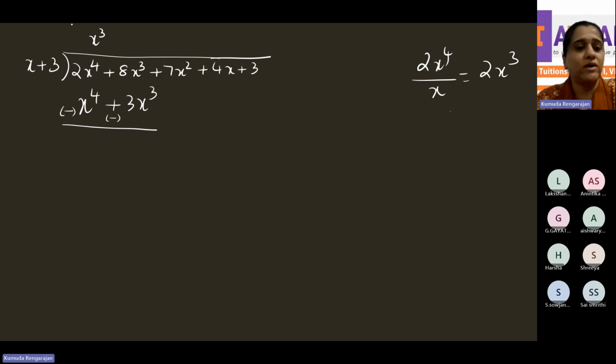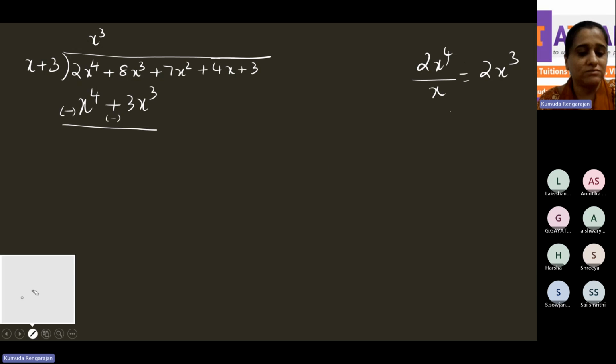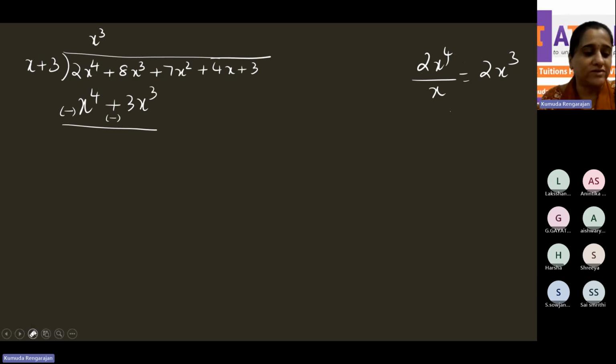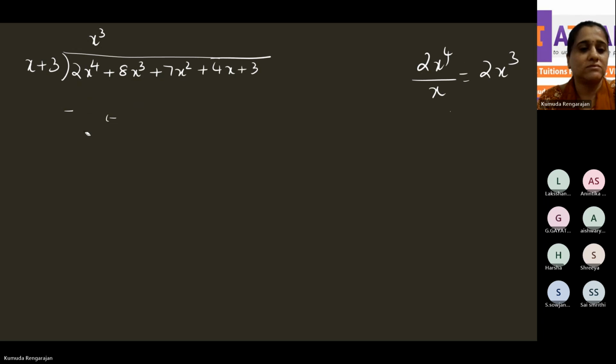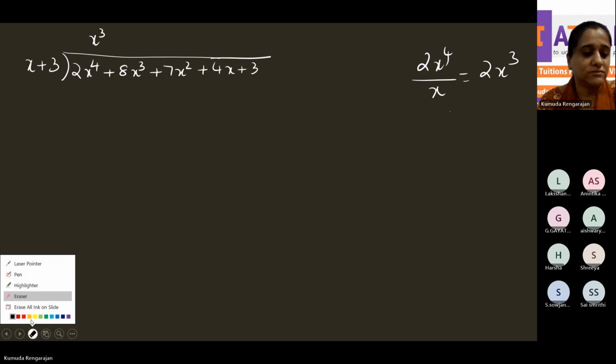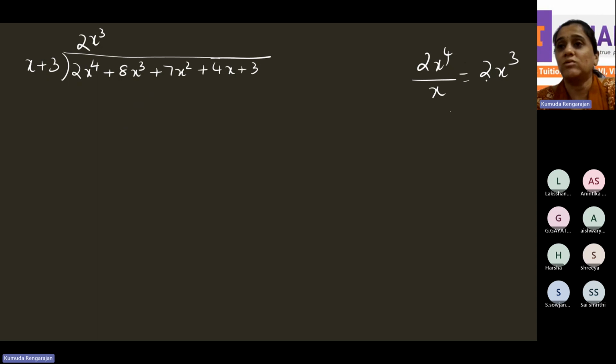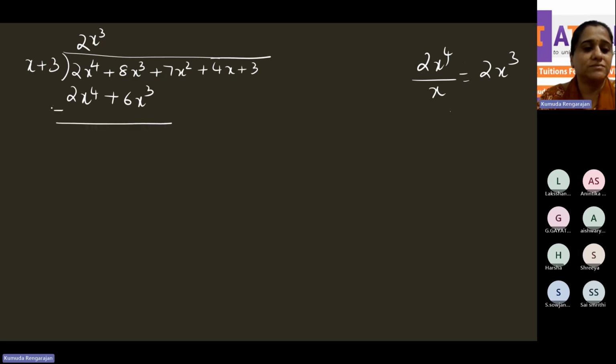Oh my God, I forgot to write 2, children. It's 2x cubed. I wrote only x cubed here. I'm so sorry. So 2x cubed into x, 2x to the power 4, 2x cubed into 3 plus 6x cubed. Change the signs. I wrote by mistake only x cubed. All right, now I've corrected it.